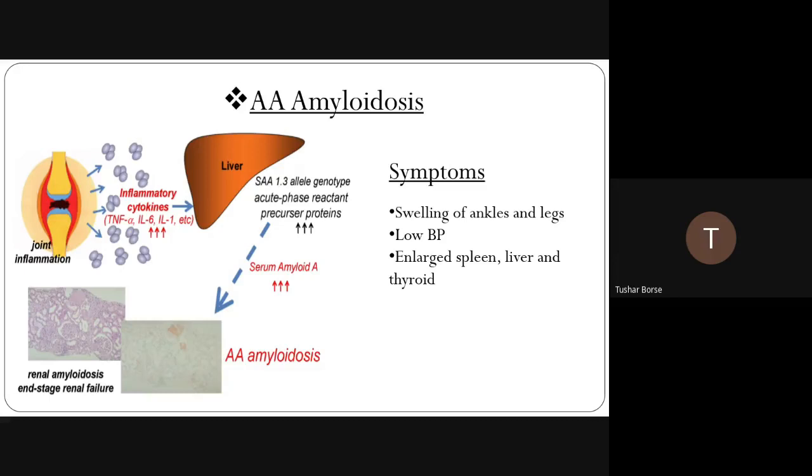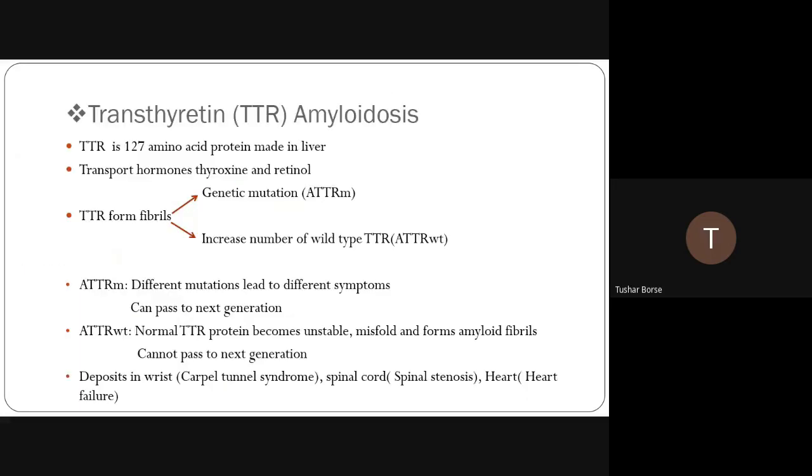The symptoms are very similar to AL amyloidosis, like swelling of ankles and legs, low BP, and enlarged spleen, liver, and thyroid. Then transthyretin. Transthyretin is a 127 amino acid protein made in the liver. It transports the thyroid hormone thyroxine and vitamin A, that is retinol. Transthyretin forms fibrils either because of genetic mutations or because of an increased number of wild type transthyretin.